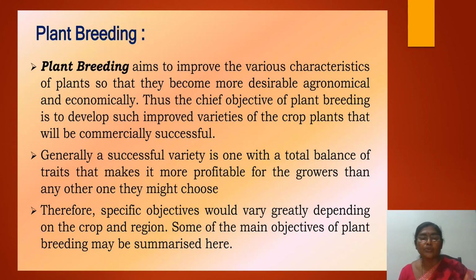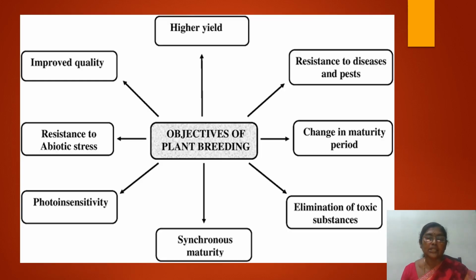Some of the main objectives of plant breeding may be summarized here. First one is to produce higher yield. Next one, resistance to disease and pests. Then change in maturity period. Then elimination of toxic substances. Then synchronous maturity. Then photosensitivity. Then resistance to abiotic stress. Then improved quality. So these are the various objectives of plant breeding.